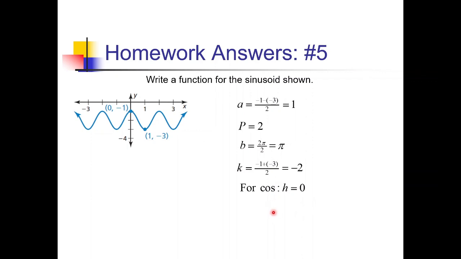Okay, so putting it all together, we've got the positive a cosine b x minus h plus k format that we're going to put all this into. So for the a value, we have an invisible 1 that I don't have to write. Then we have cosine of pi for that b value. And we have x minus 0, so that's just x. And then finally we have plus the k value of -2, so -2.